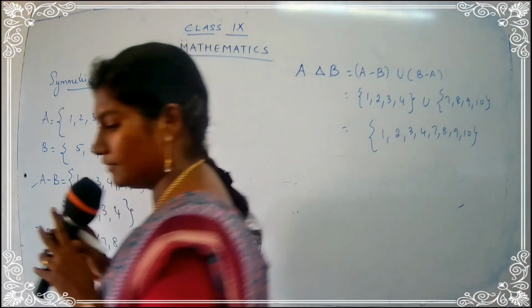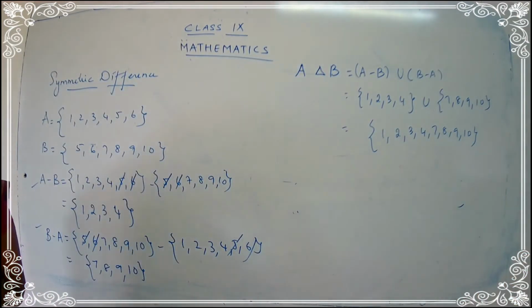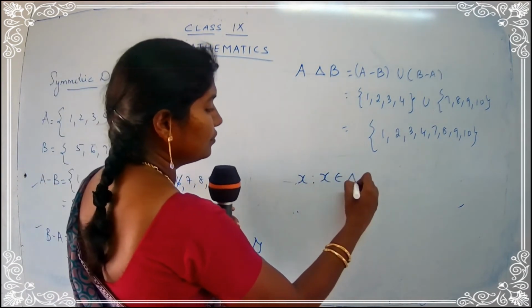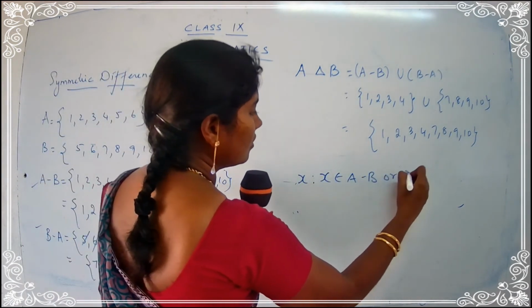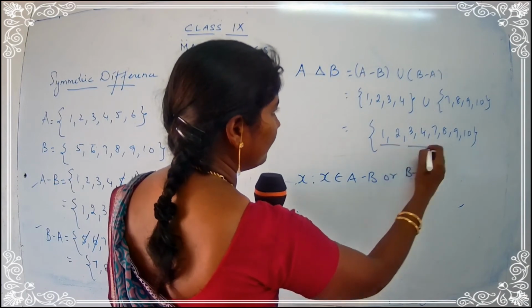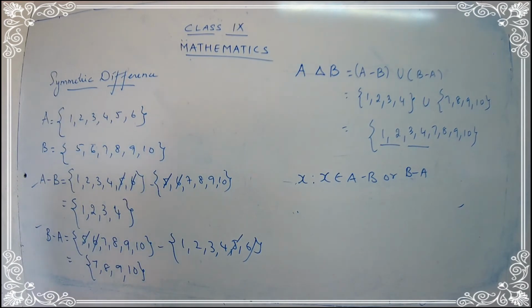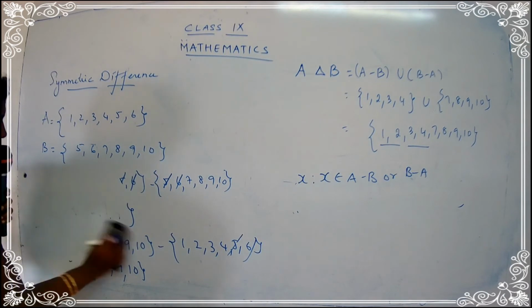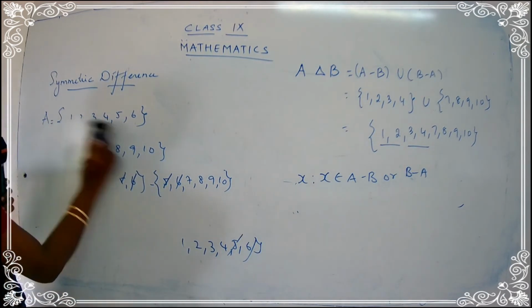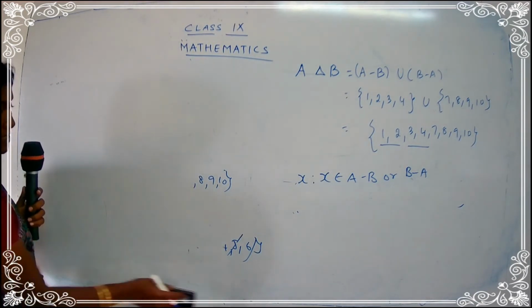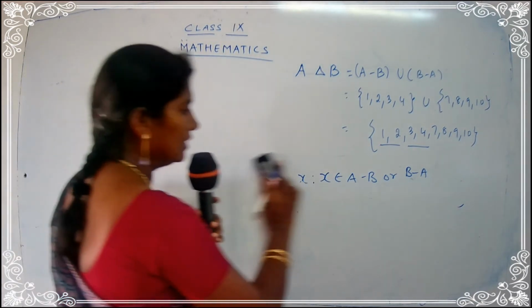I hope you are clear with the different operations, and I had told you that I'll tell you about the rules also. So what was the rule for symmetric difference? X such that X belonging to A minus B or B minus A. So you may have the values from A minus B or from B minus A. So this was the rule for symmetric difference. So we have studied 5 different set operations that we are going to use for set language. I hope you are clear with this, children.